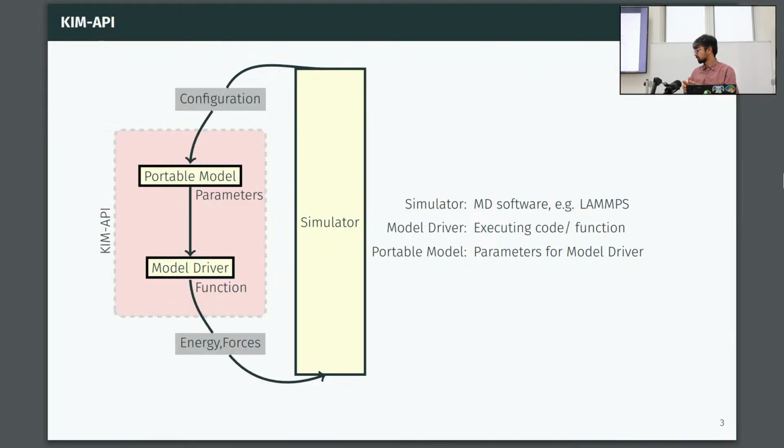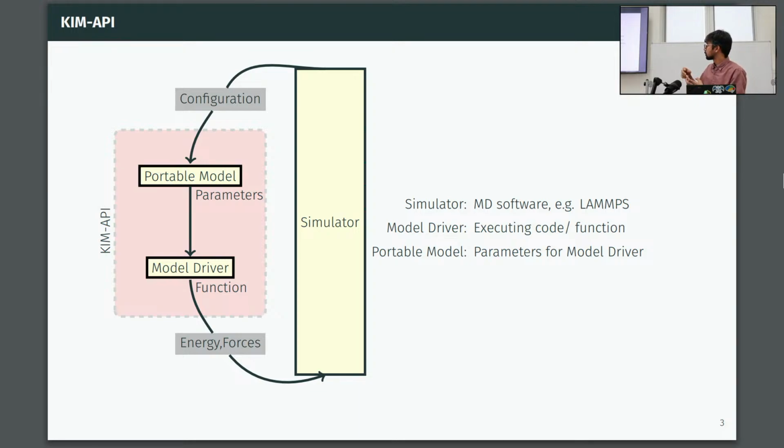Okay, so what exactly is the KIM API? How exactly does it function? On a pretty reductionist level, this is basically how it works: you have any software of your choice, which is called the simulator, such as LAMMPS, which stands for Large-scale Atomic/Molecular Massively Parallel Simulator, or GROMACS, or anything that you like.